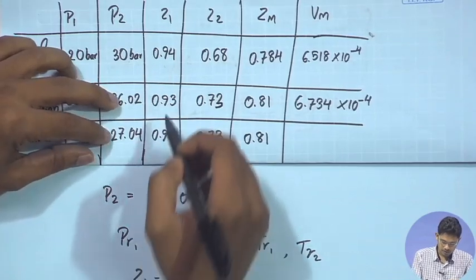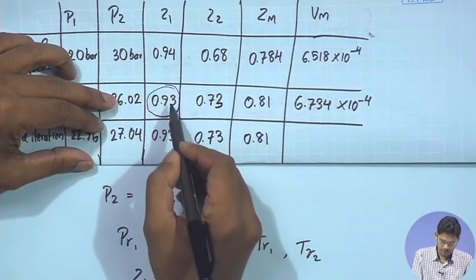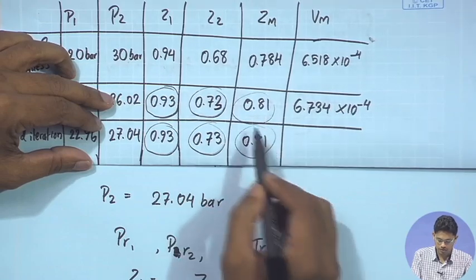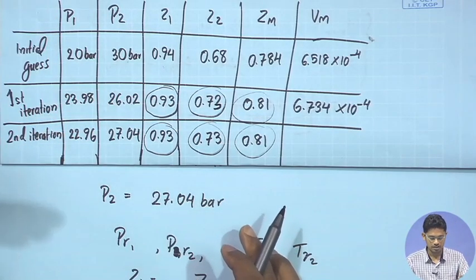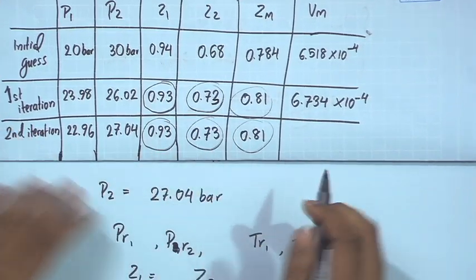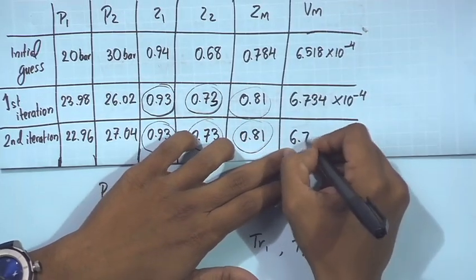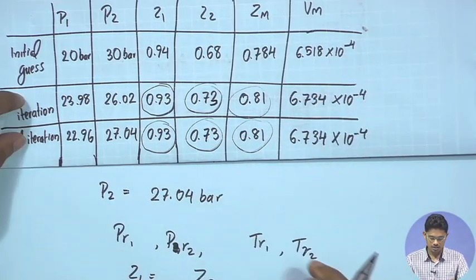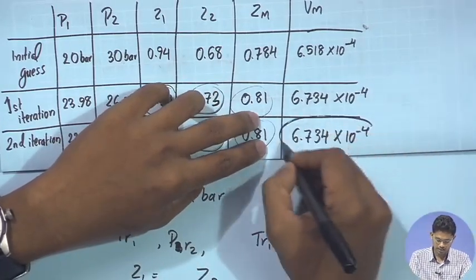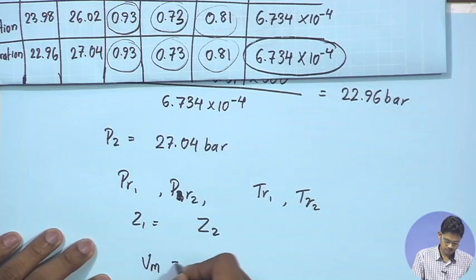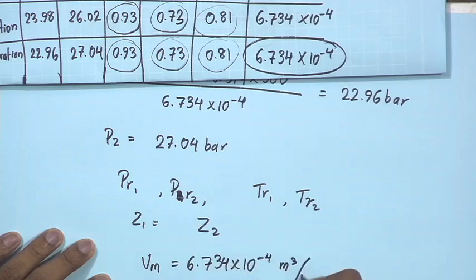And if we just simply compare, we can see that here the value of Z1 is 0.93, here also it is 0.93. 0.73, 0.73, 0.81 and 0.81. So there is no difference after the first iteration. When we go from the first iteration to the second iteration, these values are exactly the same, and the value of Vm when we calculate it, we get it again as 6.734 into 10 raised to minus 4. So, since there is no difference after this iteration, we fix the value of Vm as 6.734 into 10 raised to minus 4 meter cube per mole.